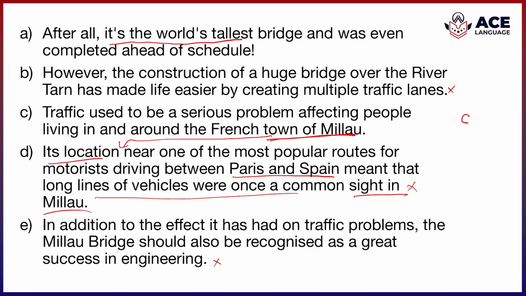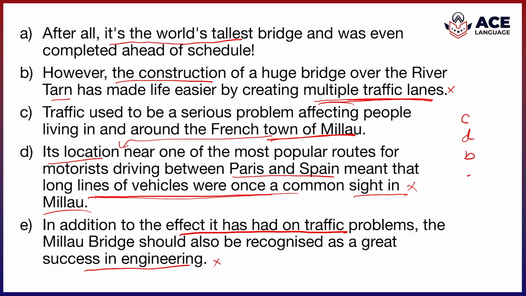However, the construction of a huge bridge over the river Tarn has made life easier by creating multiple traffic lanes. So what we used to see, that long lines of vehicles, and now we have multiple traffic lanes. That means we are about to solve this problem. So after C we put D, and then we will put number B, right? In addition to the effect it has had on traffic problems, so obviously multiple traffic lanes will have effect on traffic problems, the Millau Bridge should also be recognized as a great success in engineering.